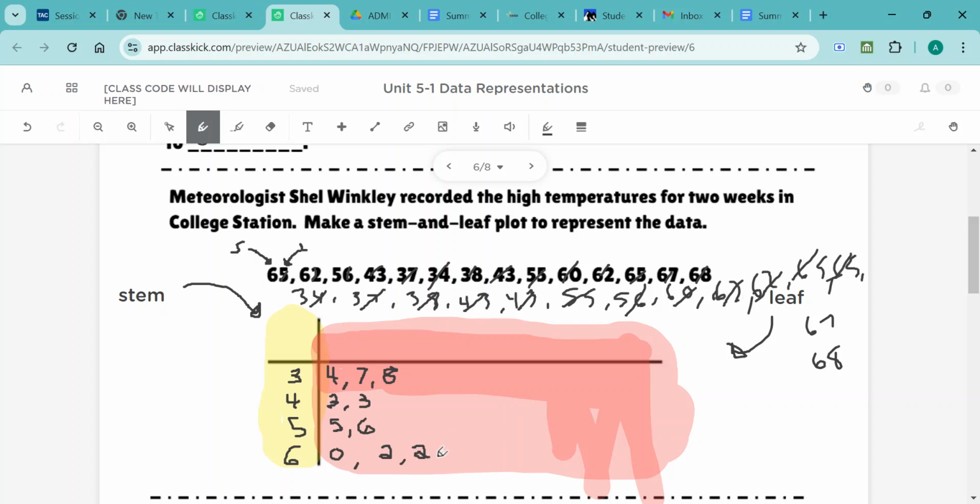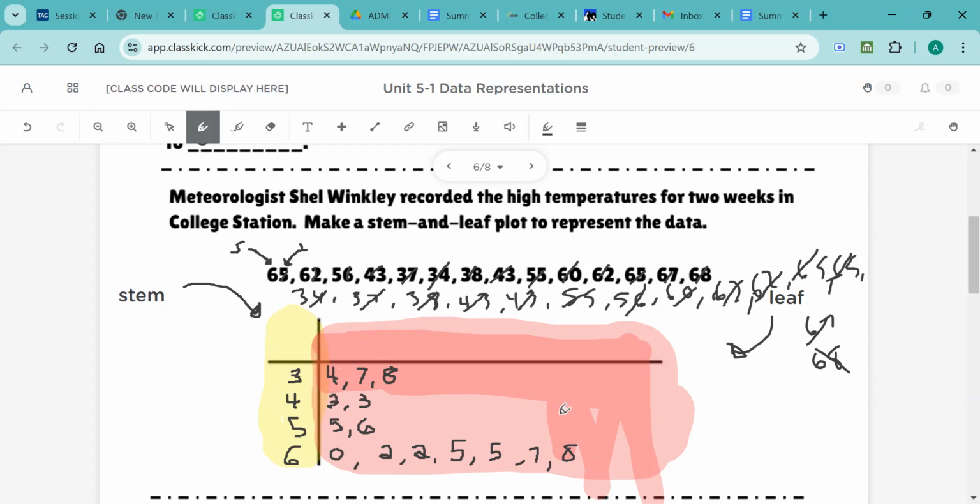65, 65. Yeah, you do have to put repeated numbers. We can't just ignore those. 5, 5, and then 7, because 67, and then 8, because we have a 68. Not a very good 8. Okay, my stem and leaf plot is done.